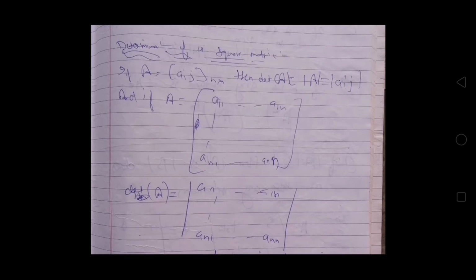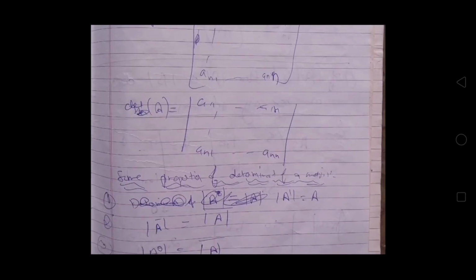If A is a matrix of order n cross n in which entries are denoted by Aij, then the determinant of A can be written like this. And if A is a matrix which has been written like this, then the determinant of A has been written like this.